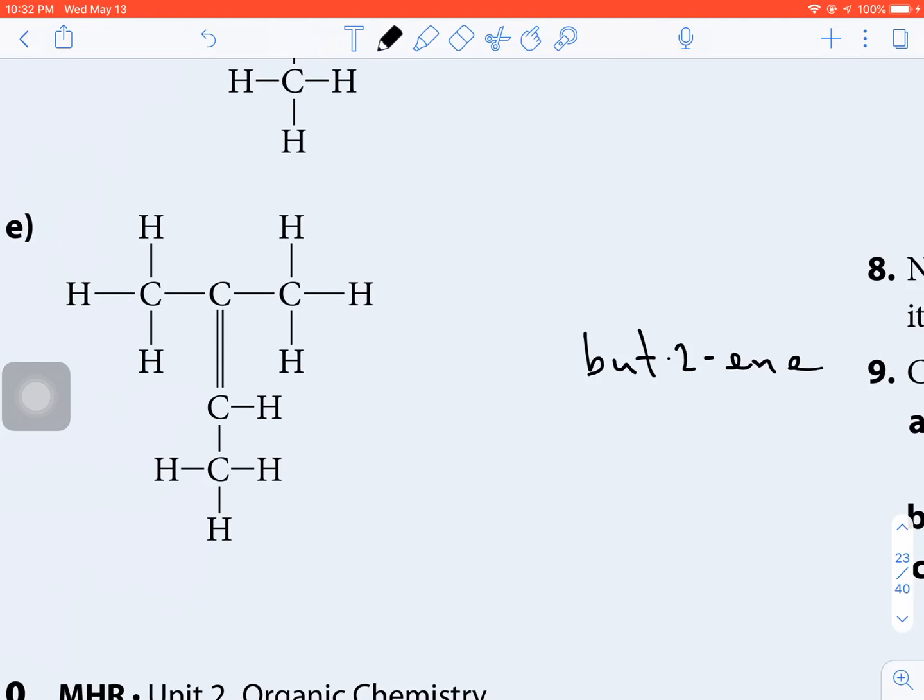But-2-ene. Now I've named this much, right? The but-2-ene, and now I need to include a methyl group. There's a 1 carbon alkyl group that I'm going to add to my chain. So it's methyl but-2-ene.